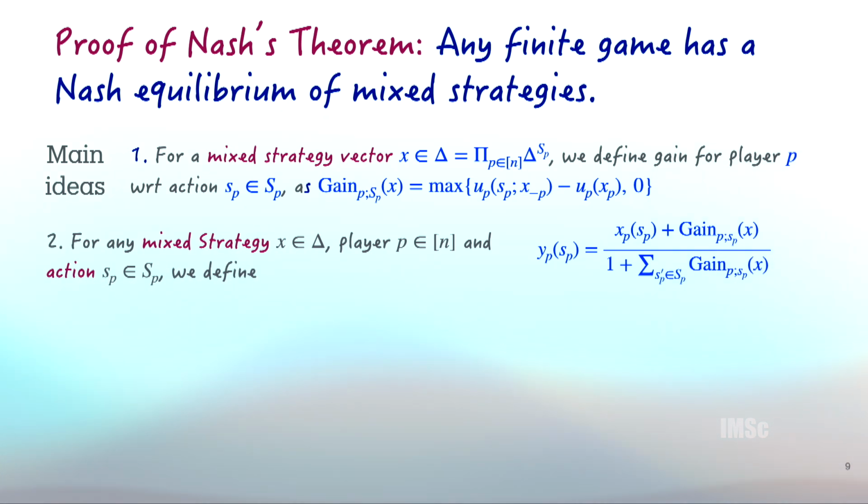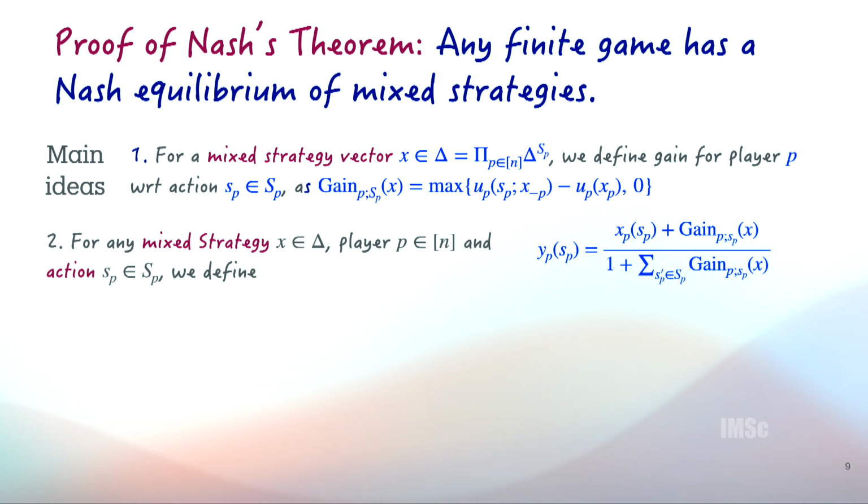So, how do we do this? The simplicity of the argument is remarkable, how simple the ideas are, but how beautifully they sort of work out. Okay. So, for any mixed strategy x, and for a player P, we will define this hypothetical new function y, where yp is a new mixed strategy for the player P, where he plays this action sp with this probability. So, it is a perturbed version of the original strategy that the player P was playing.